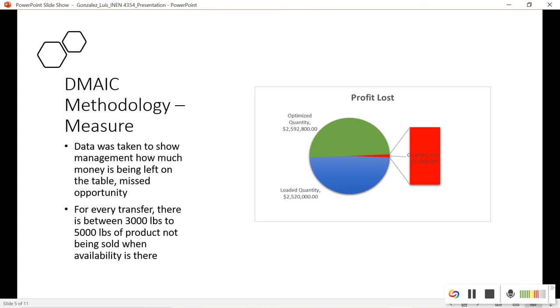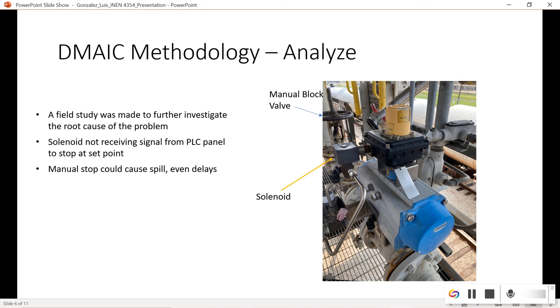For every transfer, there is between 3,000 to 5,000 pounds of product not being sold. The availability is there, but the rail cars are not being loaded to their max capacity. As we can see here on the graph to the right, I have shown how many rail cars are loaded in one week and how much product is being put in, and in the red, it shows how much product is being left out in terms of profit.